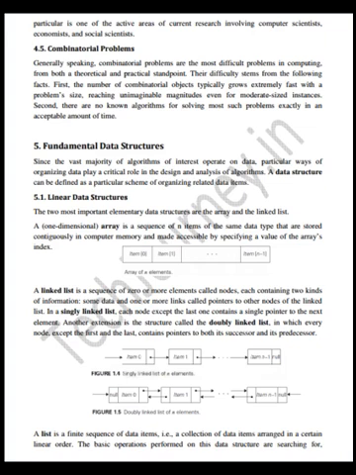The two most important elementary data structures are the array and the linked list. A one-dimensional array is a sequence of items of the same data type that are stored continuously in computer memory and made accessible by specifying a value of the array's index. See the figure. A linked list is a sequence of zero or more elements called nodes, each containing two kinds of information: some data and one or more links called pointers to the other nodes of the linked list.